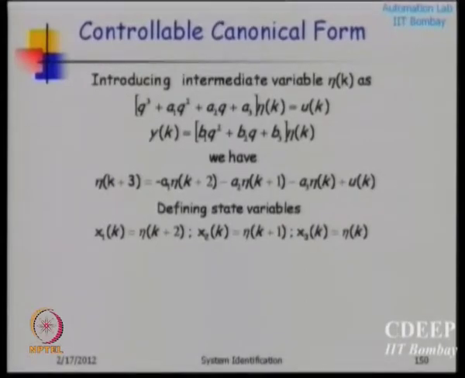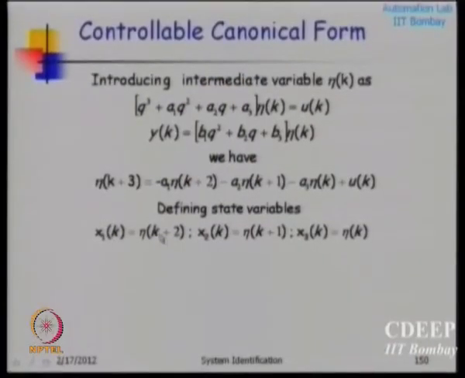Okay. So I am going to define three state variables. x1k is eta k plus 2, x2k is eta k plus 1, and x3k is eta k. Those of you who have done numerical methods, we did something similar, converting a high order differential equation into n first order differential equations. This is the equivalent thing for a difference equation. This term I am calling x1, this x2, this x3. Three states I have defined.